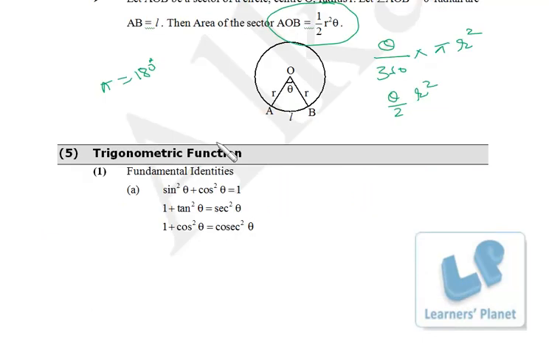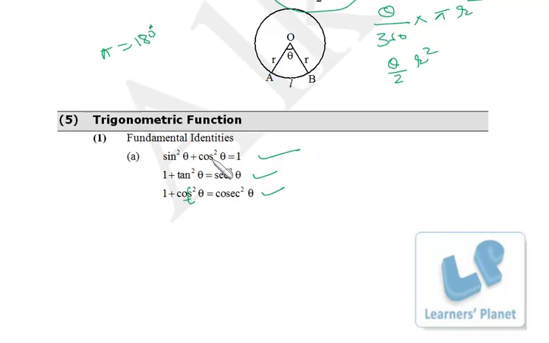Now we already know the trigonometric identities: sin square theta plus cos square theta is 1, 1 plus tan square theta is sec square theta, and 1 plus cot square theta is cosec square theta. That we have already discussed in our grade 9 and 10, so I don't have to repeat this. How do we derive them, everything you must be knowing, right?